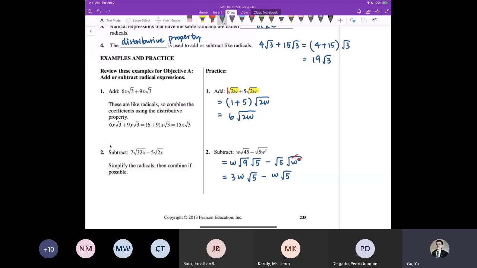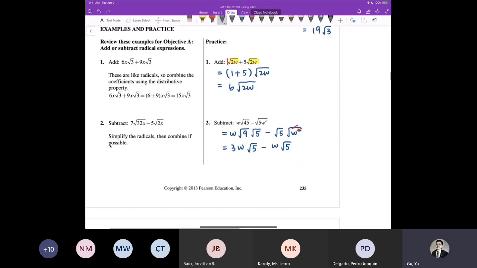And again, it's just my convention. I like to put the rational part, the number outside first, and the radical numbers last. After this, we do have 2 like radicals. They have both radical 5. So we can apply distributive property, 3w minus w, followed by radical 5. And you simplify what's 3w minus w, which is 2w, followed by radical 5. And that will be your final answer to number 2. Any question about number 2?